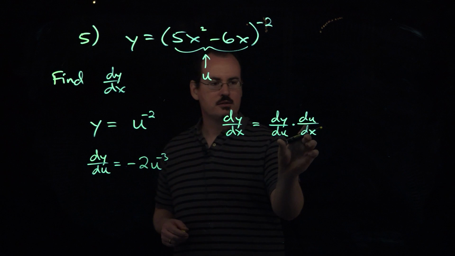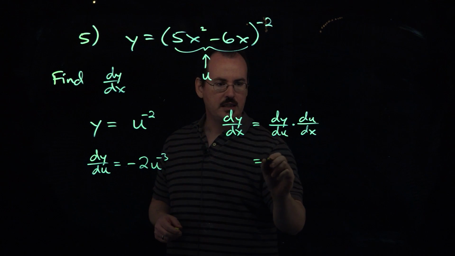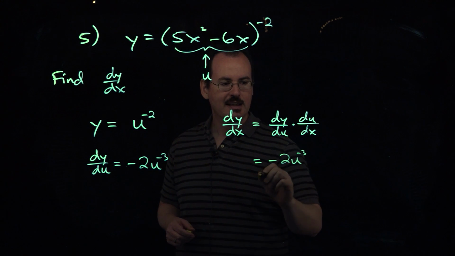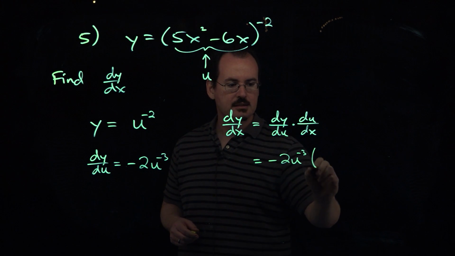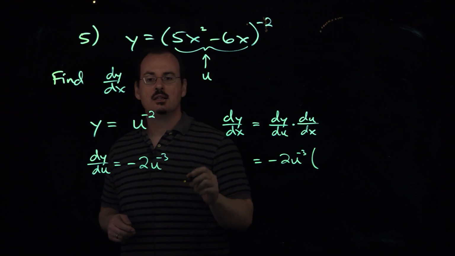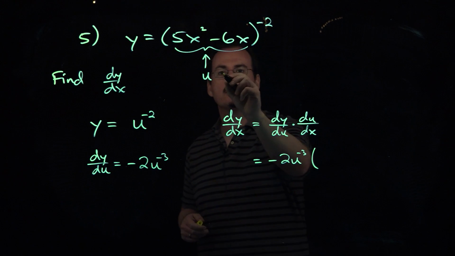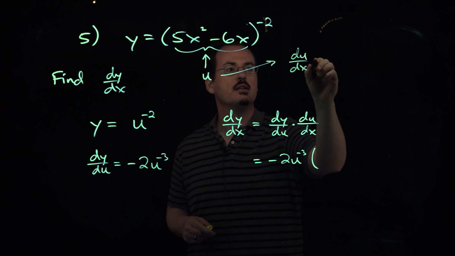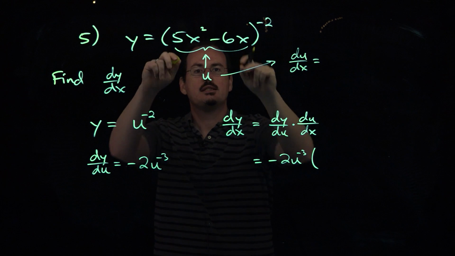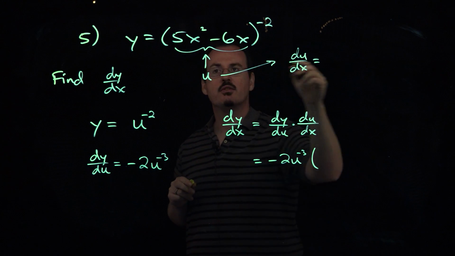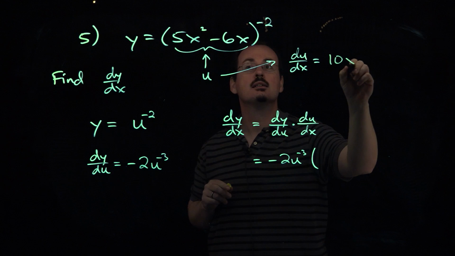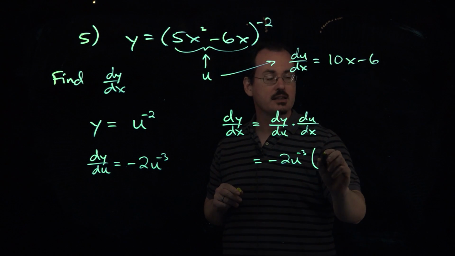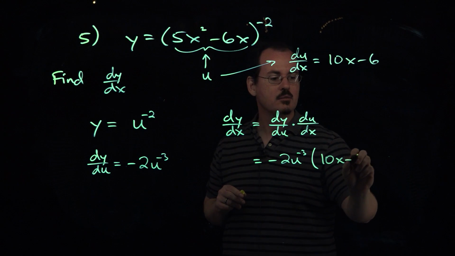And then, if I want to do this, what else do I need? I've got the dy du, minus 2u to the minus 3. Then I also need the du dx. Okay, well, what's the du dx? Well, remember I called that thing u. So if I come over here and do the du dx, the thing that is within the parentheses is the u function. So what is its derivative? If I just look at that, I get 10x minus 6. Okay, so that's du dx. That's what has to go next here. So I get 10x minus 6.